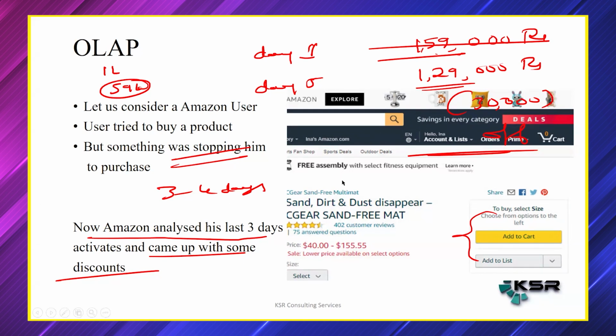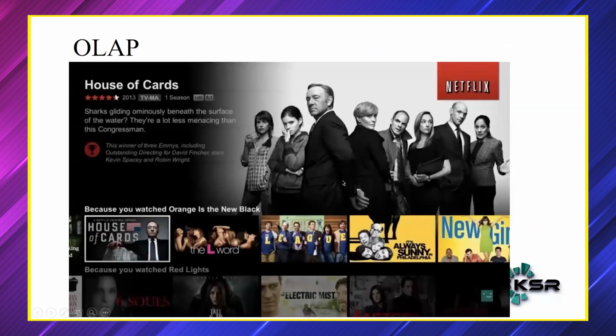Another example I'll tell you. Imagine you're watching some movie. I don't know what this movie is, the movie name is House of Cards, some movie it seems. Since you have watched this movie, or maybe you have watched a similar movie, it says that because you watched Orange Is the New Black, all these recommendations are being made, right?